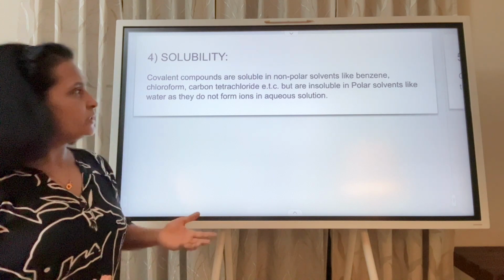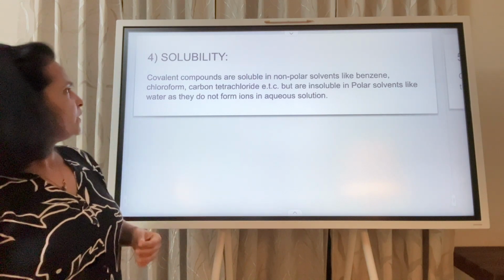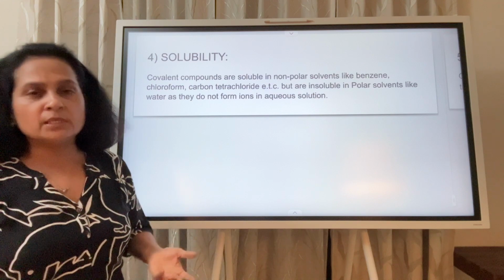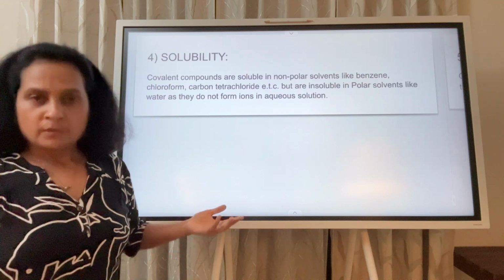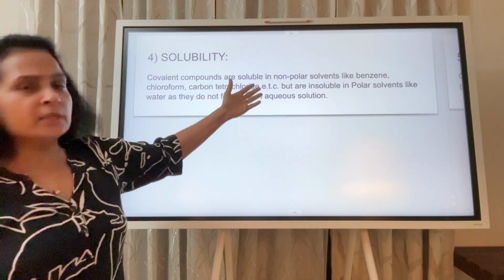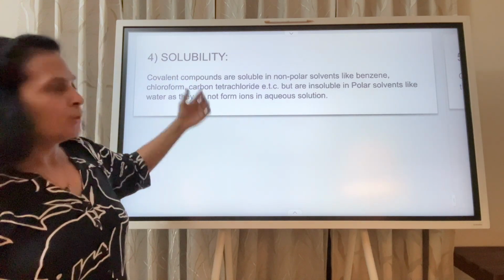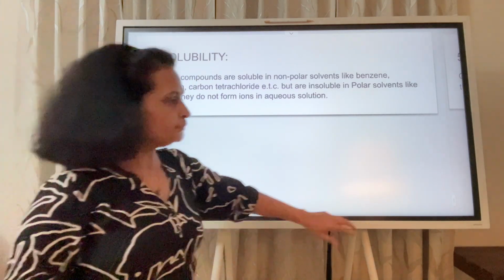So what are organic solvents? So you have carbon tetrachloride, chloroform, benzene. They are some of the organic solvents, right, in which the covalent compounds are soluble.